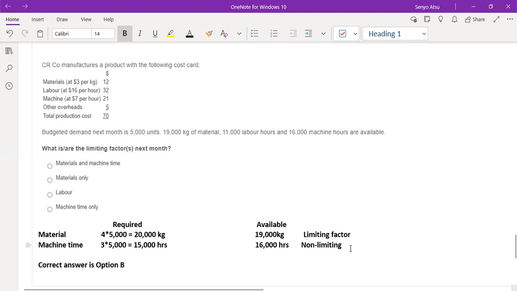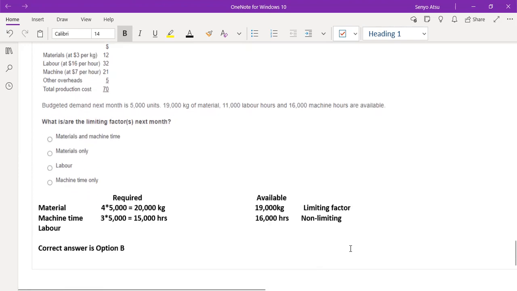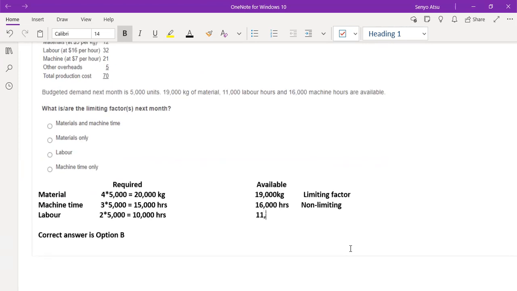But for the sake of the classroom work to be complete, let me analyze labor also. Next time, it may not be this. $32 divided by $16 is 2 hours per unit, so to produce 5,000 units I need 10,000 hours of human effort. Question says 11,000 hours are available. If I need 10,000 to meet demand, and 11,000 are available, I have more than enough. So this is non-limiting.